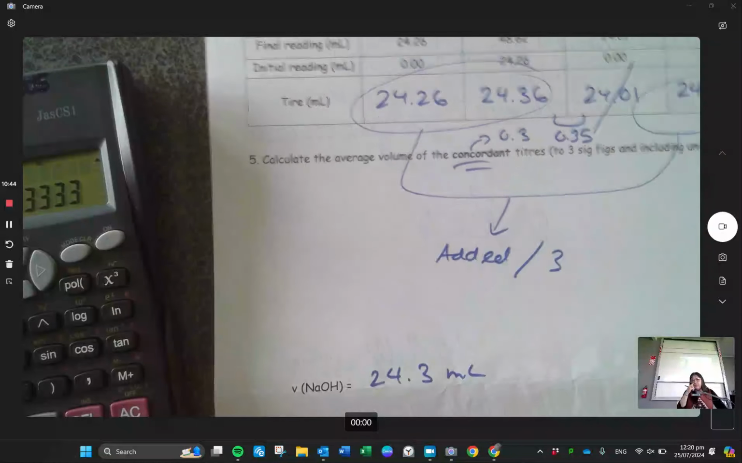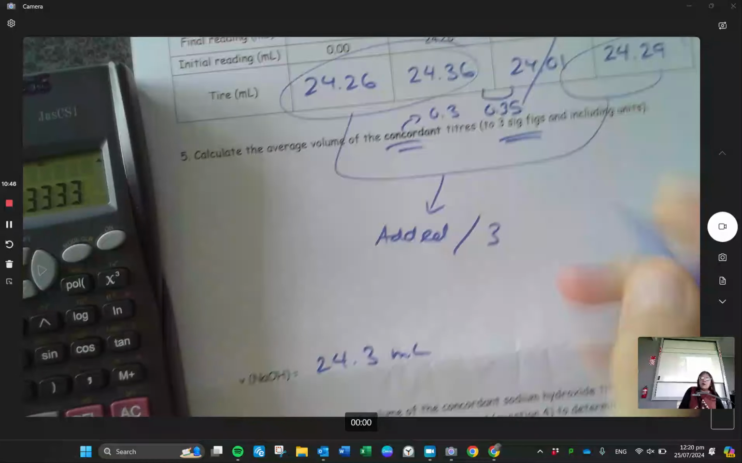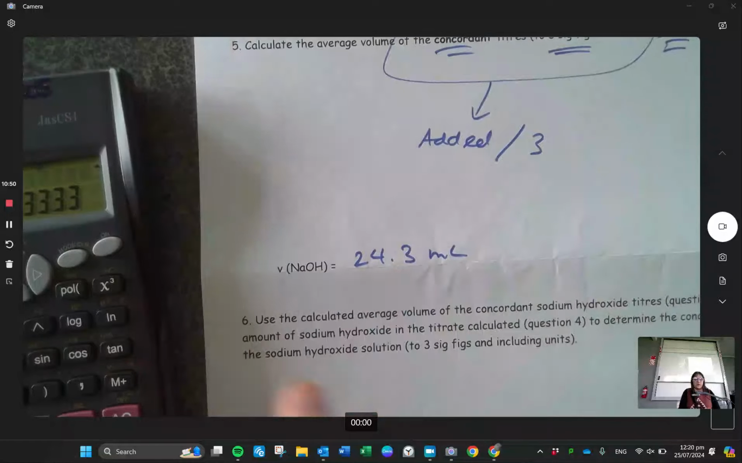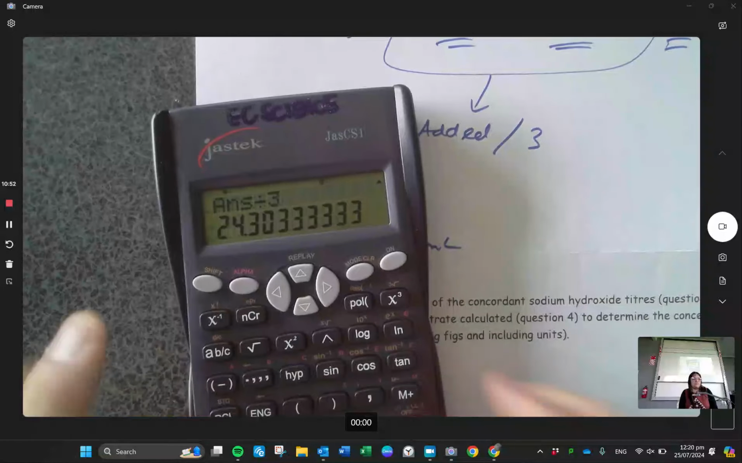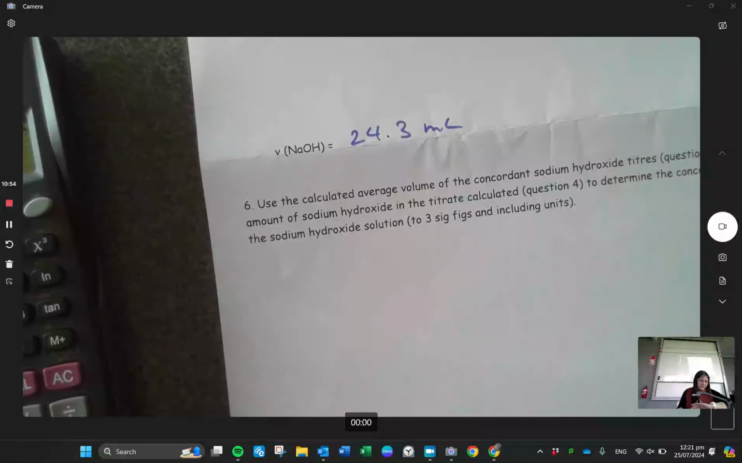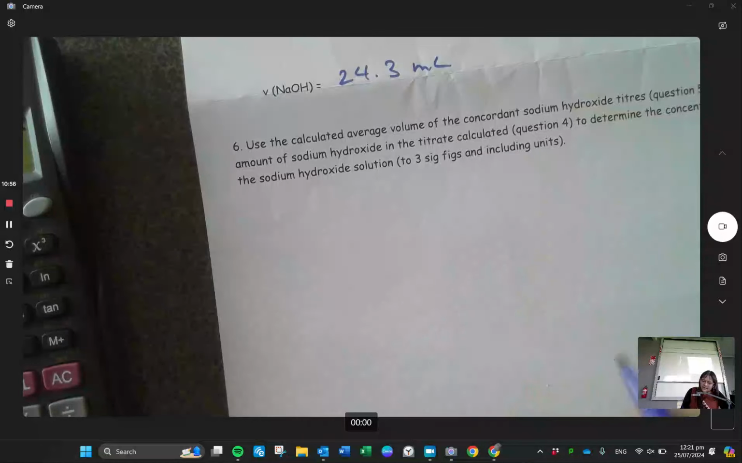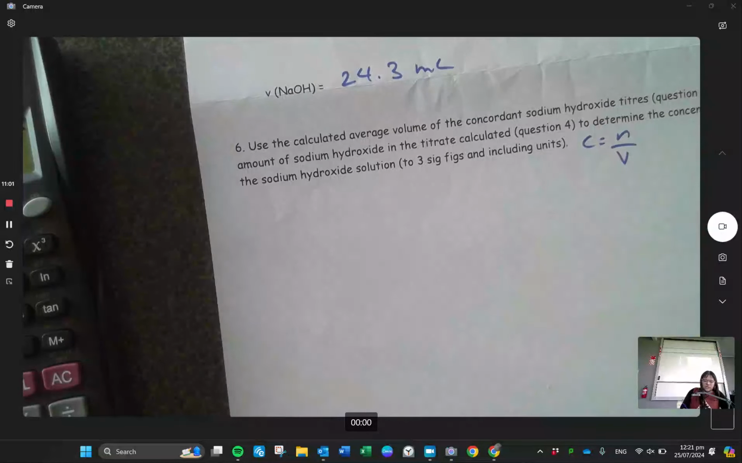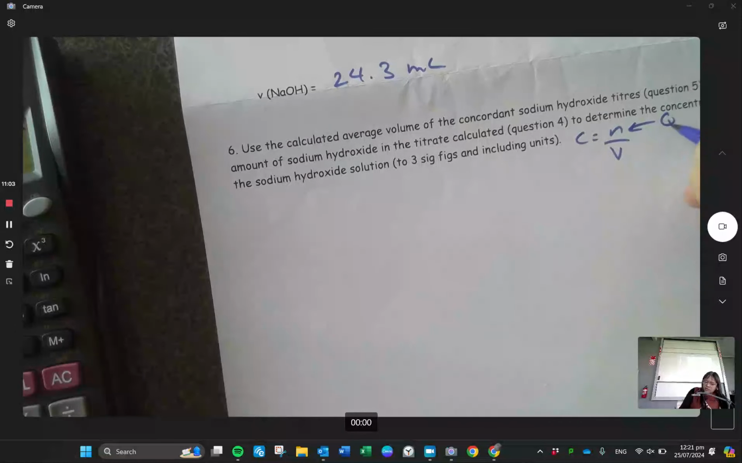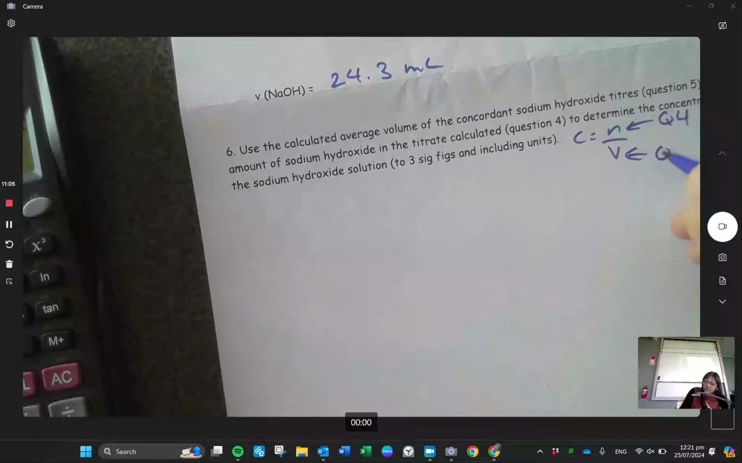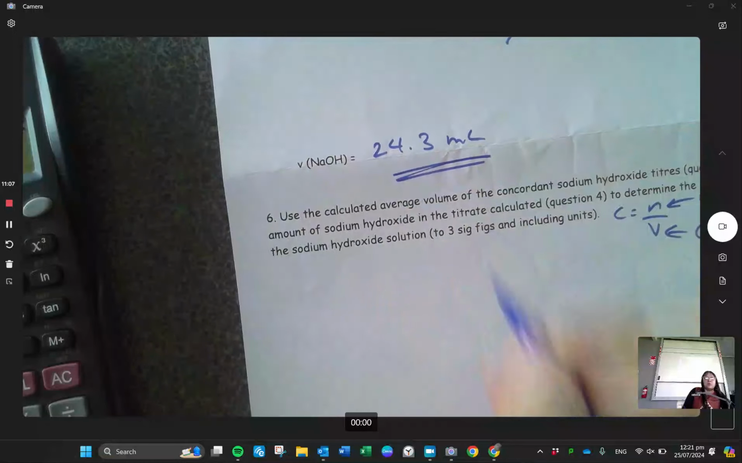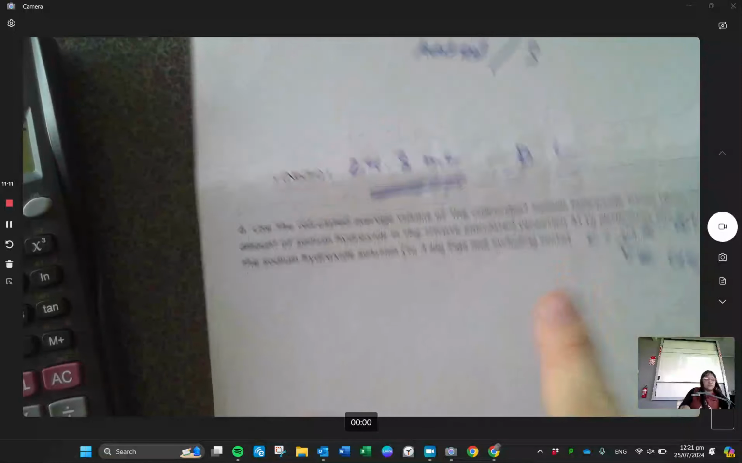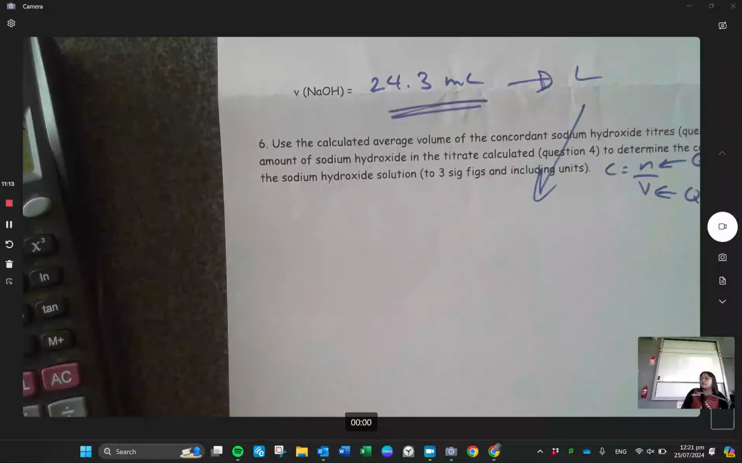milliliters. Now, something I have to keep in mind with that answer is now I'm asking for 3 sig figs and I'm asking for units. So I'm doing 1, 2, 3 instead of the nice long number I have here. Okay? And then last step here is, again, using that C equals N divided by V equation. So the N I've gotten from question 4, the V I've gotten from question 5. Again, be careful with question 5. This needs to be converted into liters when you do the calculation down here.